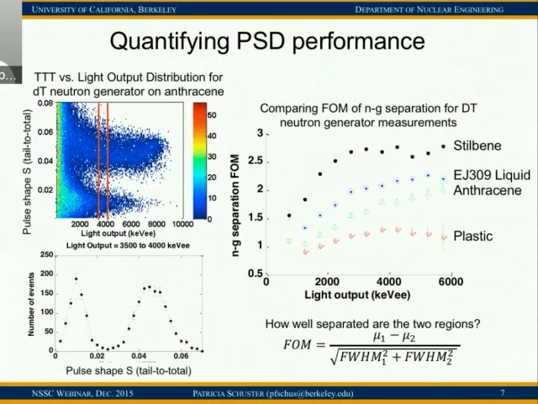This is kind of difficult to see, but basically the plastic PSD is the worst, then anthracene, and then liquid is better than anthracene. So for a long time, liquid was the preferred material because it performed the best, but now these stilbene materials are better than all of them. So they're outperforming on pulse shape discrimination, and they're really nice because they're solid. And so really there's a huge effort to work with stilbene materials.